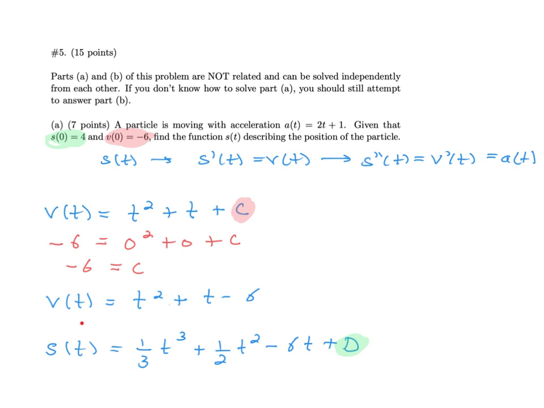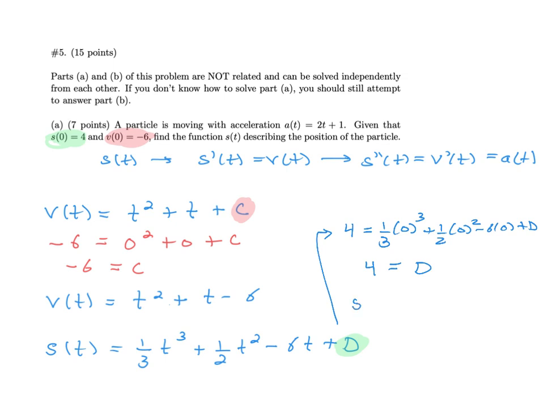I'll put 4 in place of my position function. I'll put 0 in place of all of the t's, allowing me to solve for d. And I'll do that work over here. 4 is equal to 1/3 times 0 cubed plus 1/2 times 0 squared minus 6 times 0 plus d. No surprise that everything cancels except d. And this completes our function.